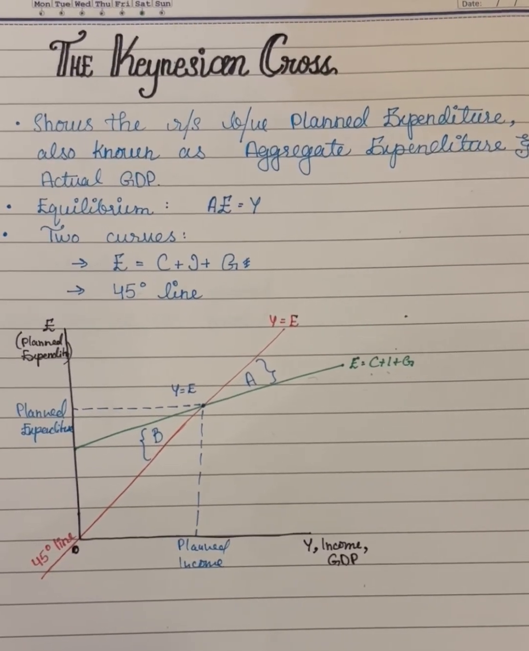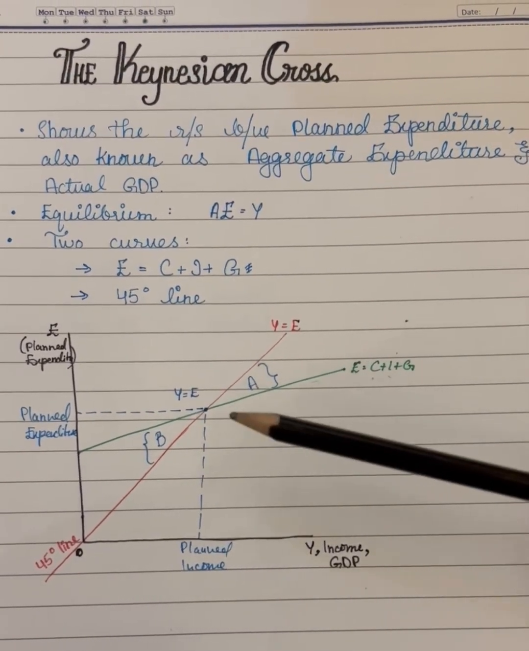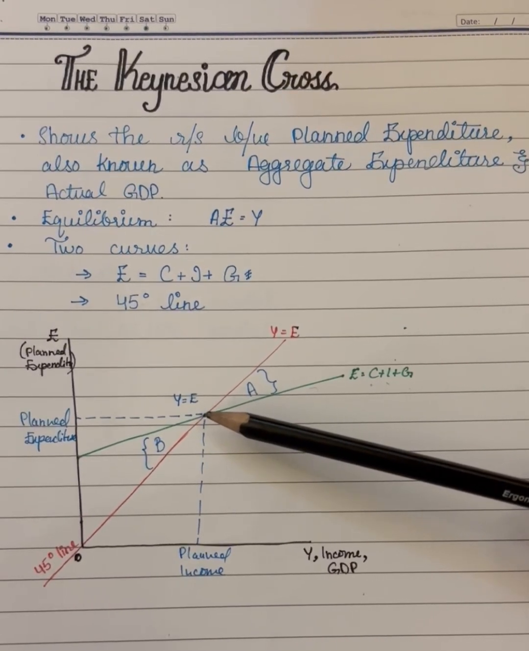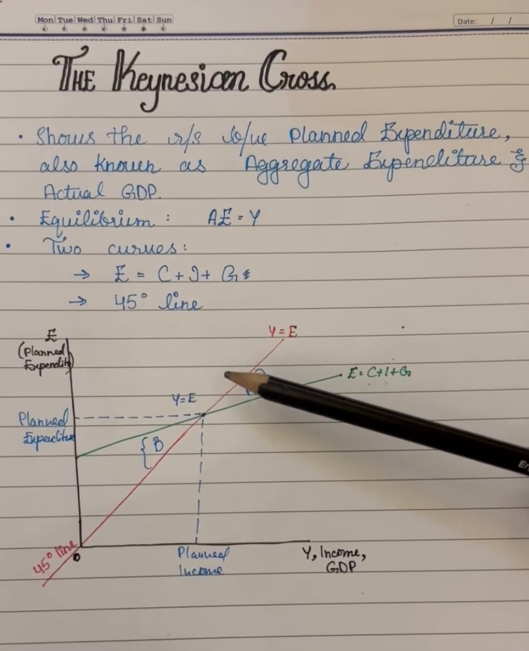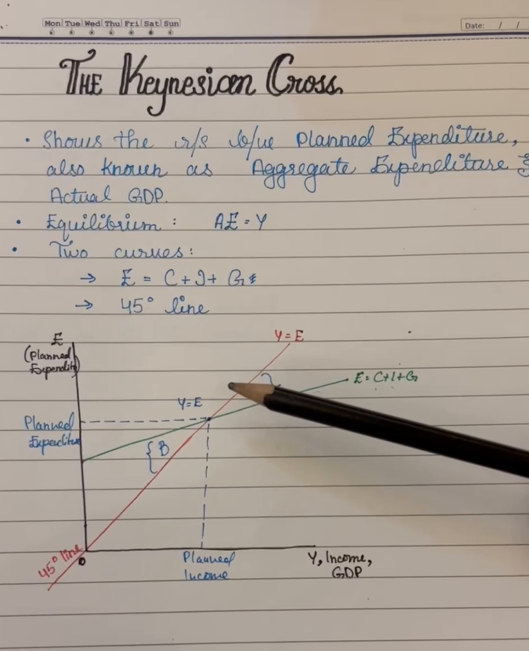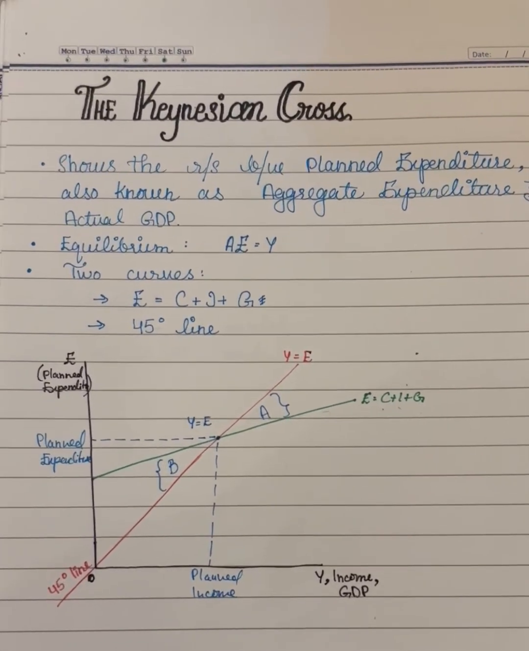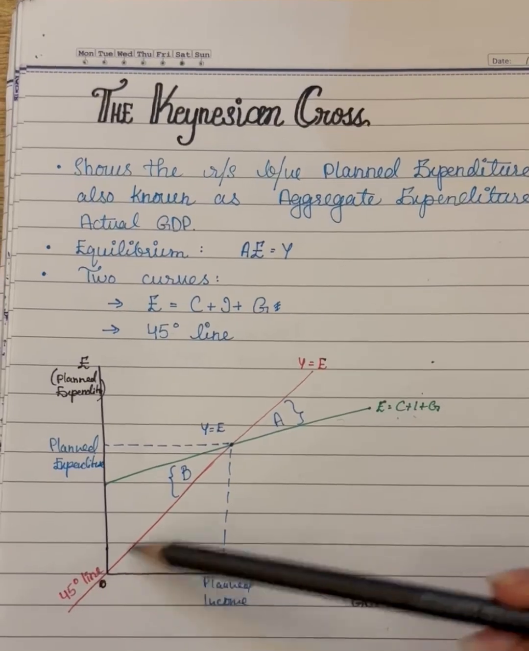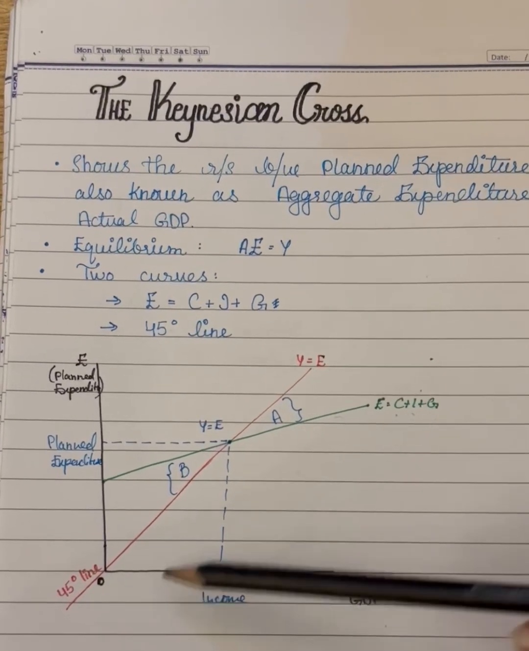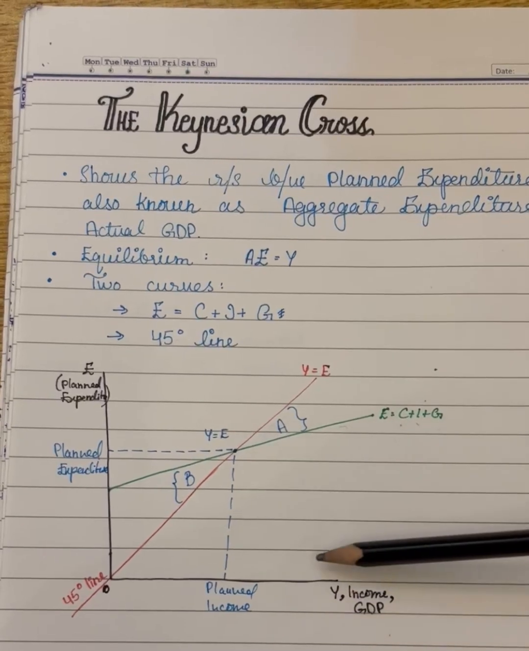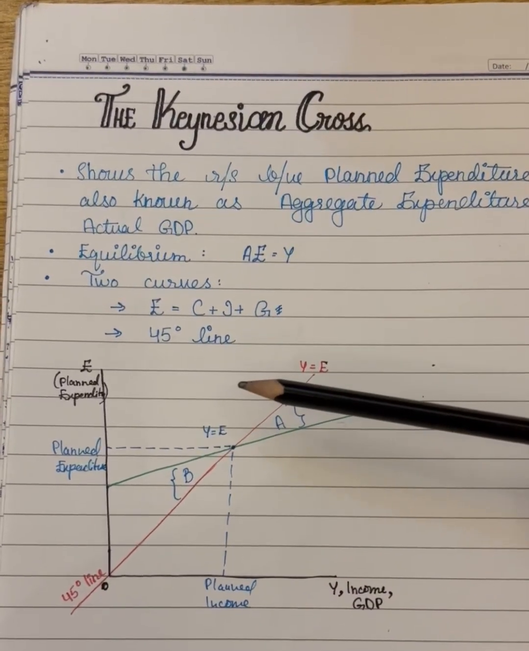We are in equilibrium when both these curves intersect, which in this case is over here. At this point, our actual GDP and our planned expenditure are equal. The IE line, the income expenditure line, this 45-degree line, is a reference line dividing the graph equally for actual GDP and for planned expenditure.